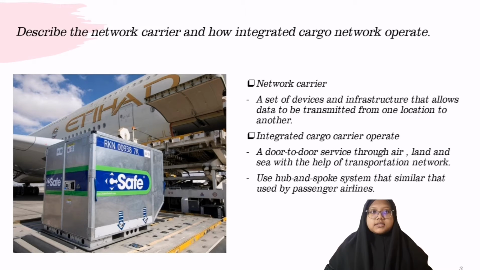Okay, next is how the integrated cargo network operates, which is by using the hub and spoke system that is similarly used by the passenger airlines. Since it connects to each other's market in the integrated network, the hub will be the backbone for the integrated cargo carrier.